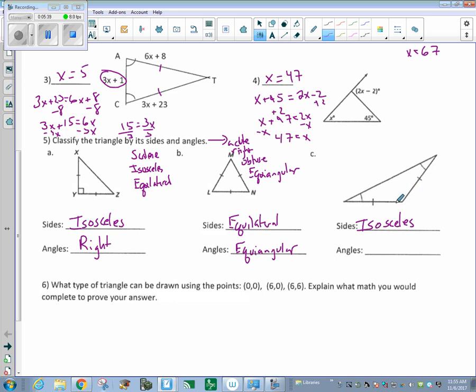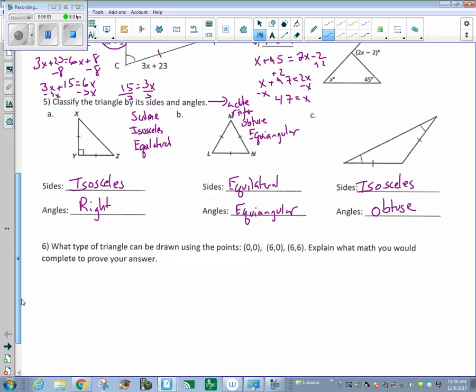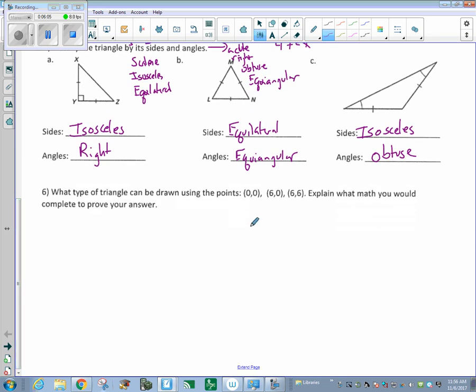And this angle looks like it's bigger than 90 degrees. I wish they would have given us a little more information there to make sure that it was bigger than 90 degrees, but I'm going to go with the looks of this, which is not necessarily always the best thing to do in geometry, but for this example, I guess we will. And so this guy is obtuse, because it looks like the angle is bigger than 90, so that guy is isosceles obtuse.